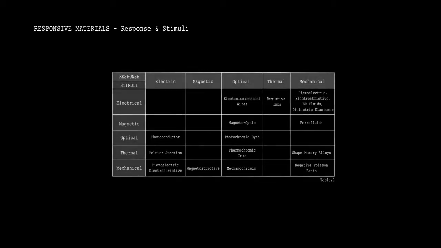These are a few commonly used materials explored in the field of design and research for transformation, categorized on the basis of stimuli and response.